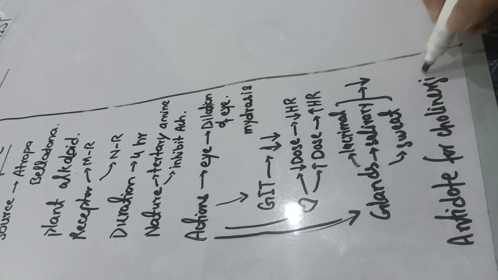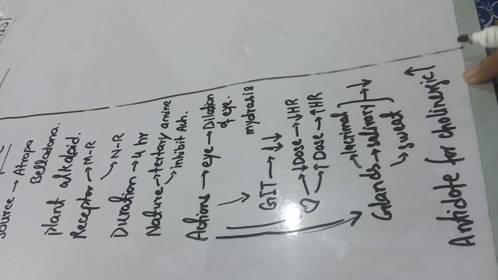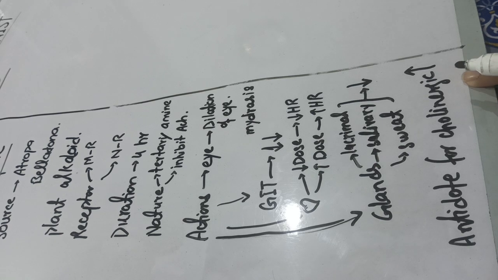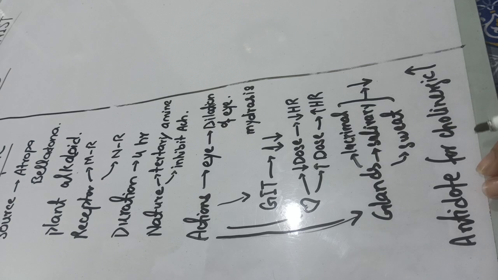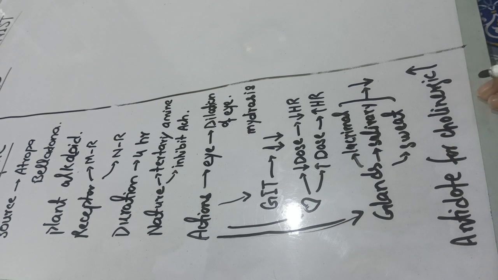So whenever the cholinergic activity increases, and whenever the toxicity occurs of cholinergic agonist drugs, then you can give an antidote of atropine. And if the toxicity of atropine occurs, then you can give an antidote of cholinergic agonist drug. The most famous cholinergic agonist drug is physostigmine, which is the indirect and reversible cholinergic agonist drug. So this was all about the action of atropine.